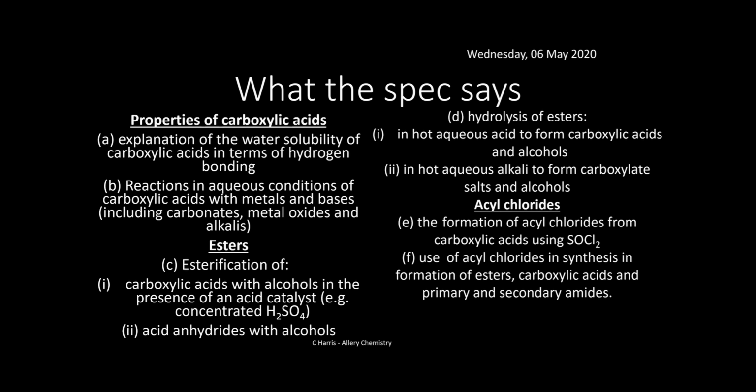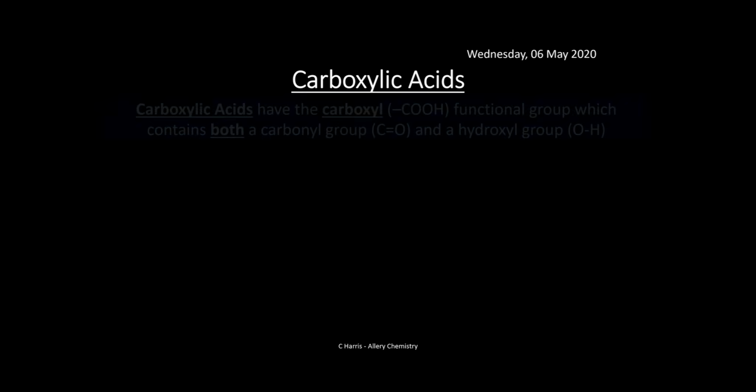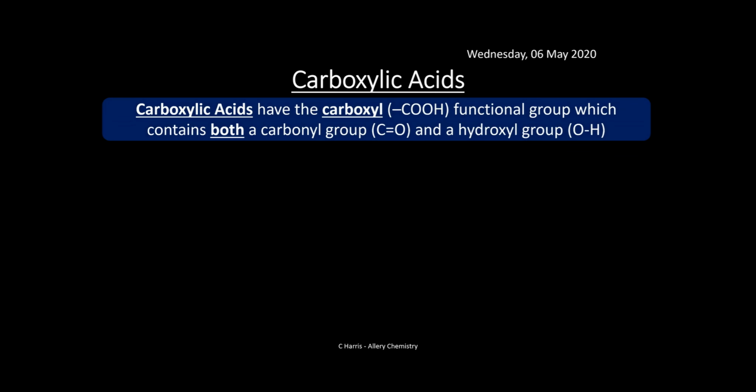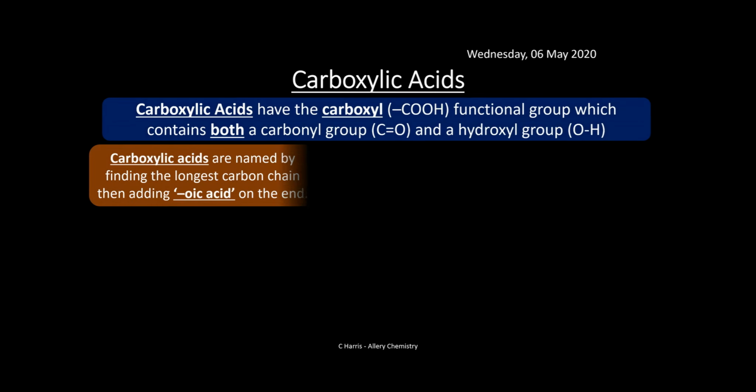Okay, so let's start with carboxylic acids. Carboxylic acids have the carboxyl group, which is the COOH functional group, which contains both the carbonyl group, the C double bond O group, and the hydroxyl group, which is the OH group. Carboxylic acids are named by finding the longest carbon chain, and then we just add oic acid on the end. So it's pretty straightforward. You would have done nomenclature in year 1, so it's very similar. All we do is add oic acid on the end. There's nothing new there.